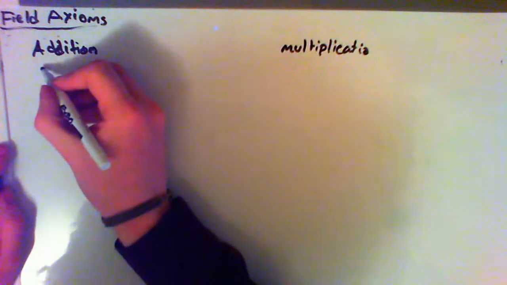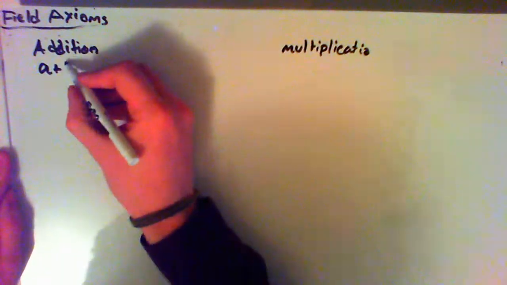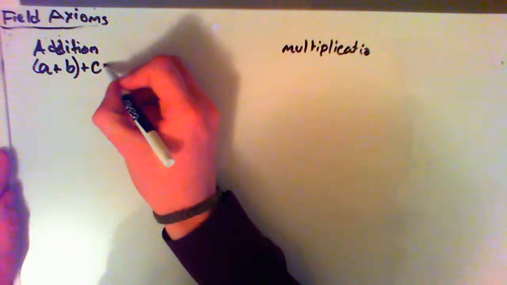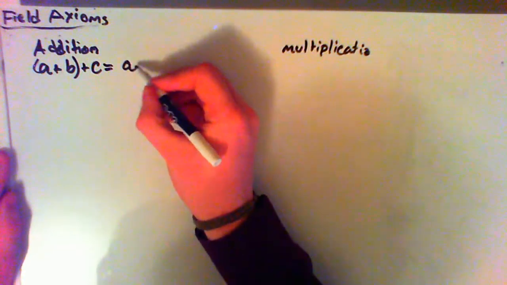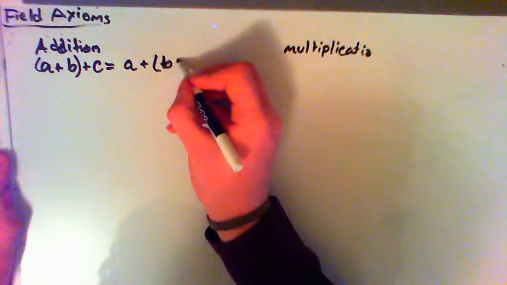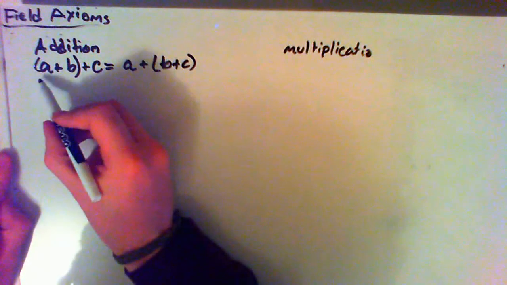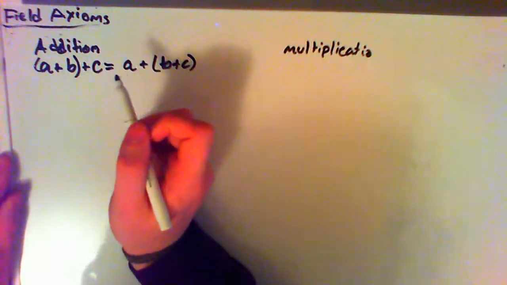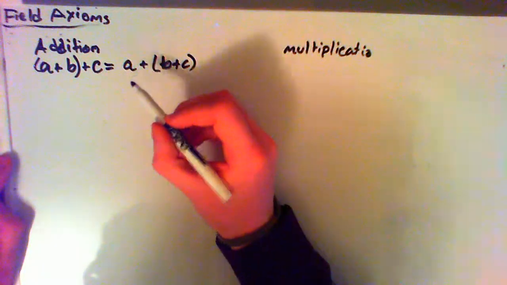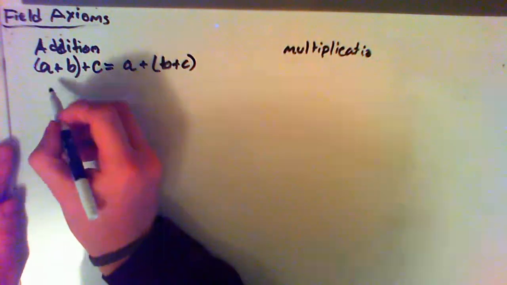Okay. Let's start with associativity of addition. A plus B plus C equals A plus B plus C. This just means if you add A and B together, then you add C to that, that will equal adding B and C together, and then adding A. Hopefully that makes a little bit of sense.